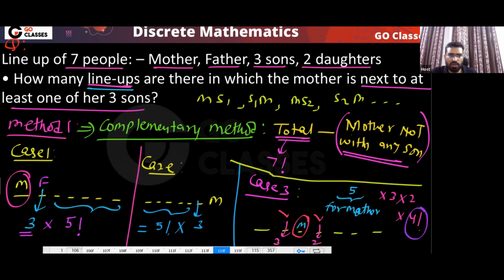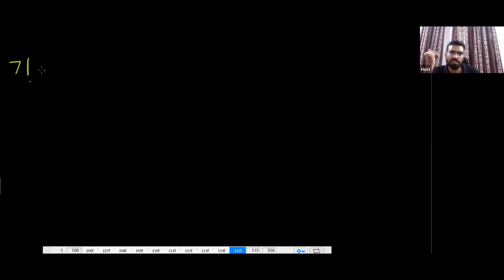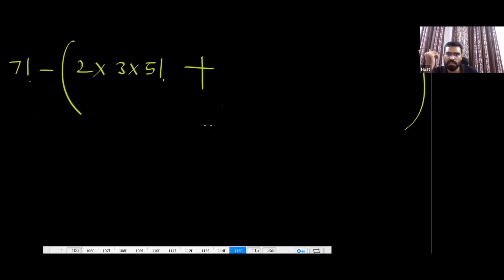So the answer will be what? Can anyone tell me? From this method, the answer will be 7 factorial minus 2 multiplied by 3 into 5 factorial plus 5 into 3 into 2 into 4 factorial. This will be your answer. Is this method clear? Complementary method.